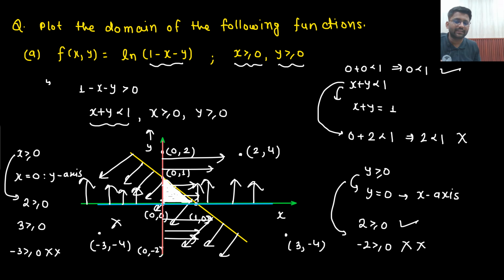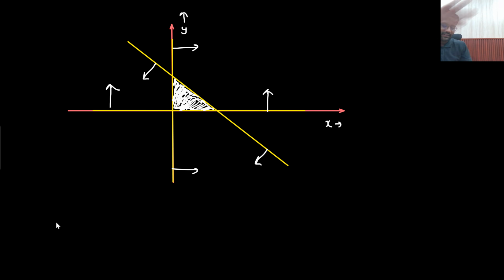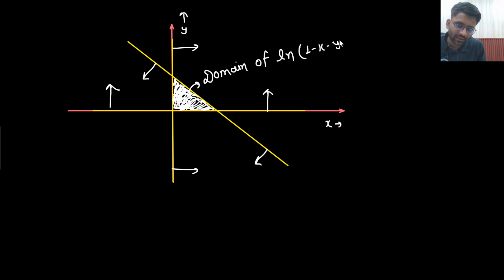Now x plus y less than 1. Less than 1 means this much region would be accepted. The downward region would be accepted. That means only this much is the common region which will be accepted. So yes, this is the domain of ln(1 minus x minus y).